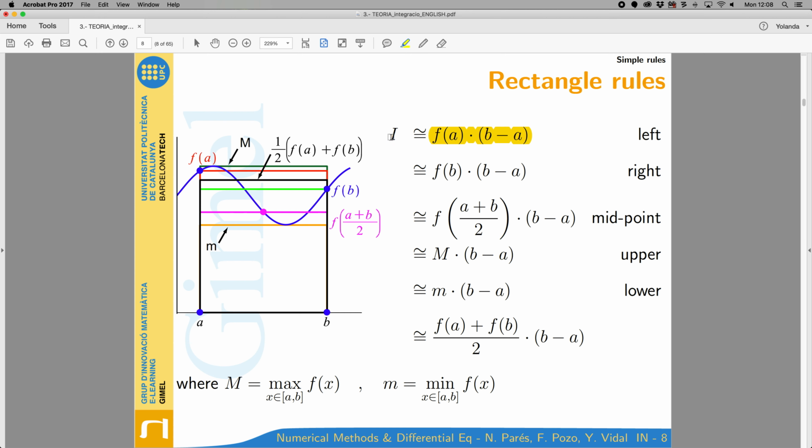Remember that for the rectangle rule we have a variety of methods depending on which point we use to select the height of the rectangle. For example, this one is called the left rectangle rule because point a, which is the left side of the interval, is used to compute f of a, and that's what defines the height of the rectangle. Then we can approximate the integral using the length of the base of the rectangle times the height of the rectangle, and that's an approximation.